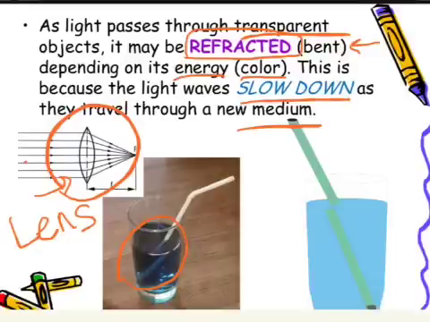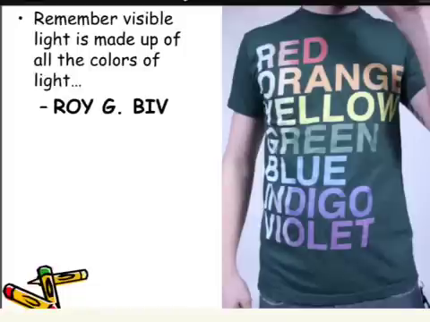That's refraction. Now, I mentioned a minute ago that the amount of refraction is going to be due to the energy in the light waves, and that's related to the color. So let's review a little bit. Remember, visible light coming from the sun is a form of white light, but it's actually made up of all the colors of the rainbow. Remember Roy G. Biv: red, orange, yellow, green, blue, indigo, and violet.